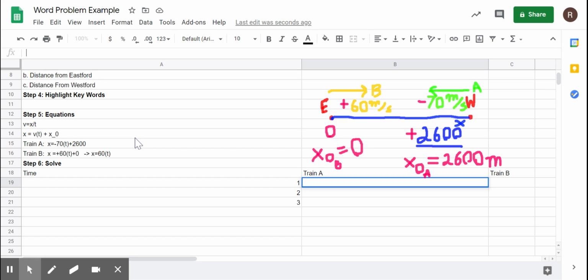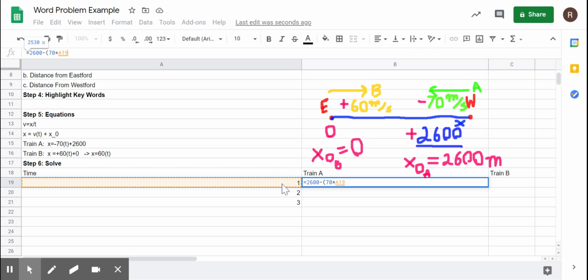So let's see, we're going to say that this square is going to equal 2600 minus 70. But I probably should put this in parentheses so that my calculator doesn't get confused. Multiplied by whatever time it is. Now, the time, fortunately, is whatever's in this box, A19, right? That makes sense.